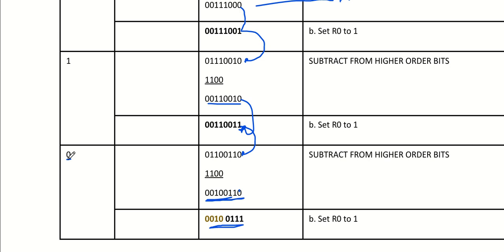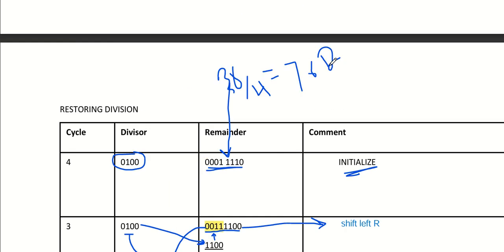And so what is our answer? Well, our answer is simple. The very first 4 bits is our quotient, right? And the next 4 bits is our remainder, right? Now our quotient is 0111. 0111 is 7, and 0010 is 2, right? So we are saying 30 divided by 4 is 7, remainder 2, right? Just like we got at the beginning. So that's all for restoring division, right?